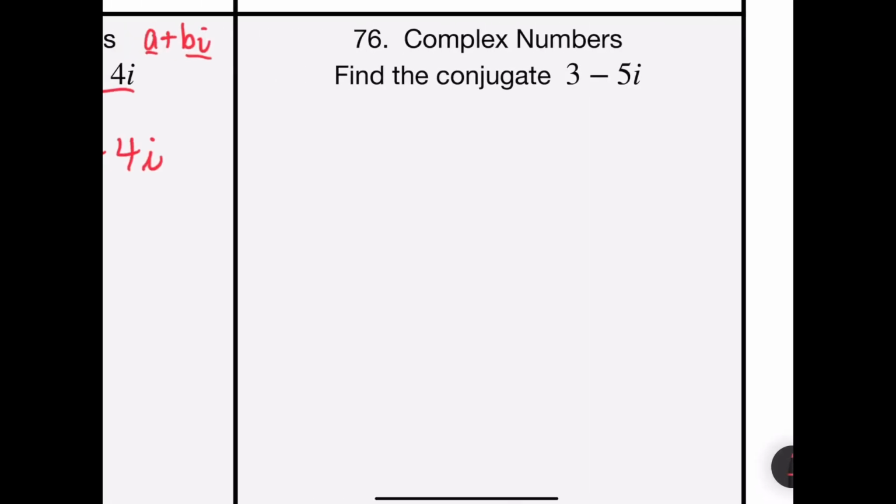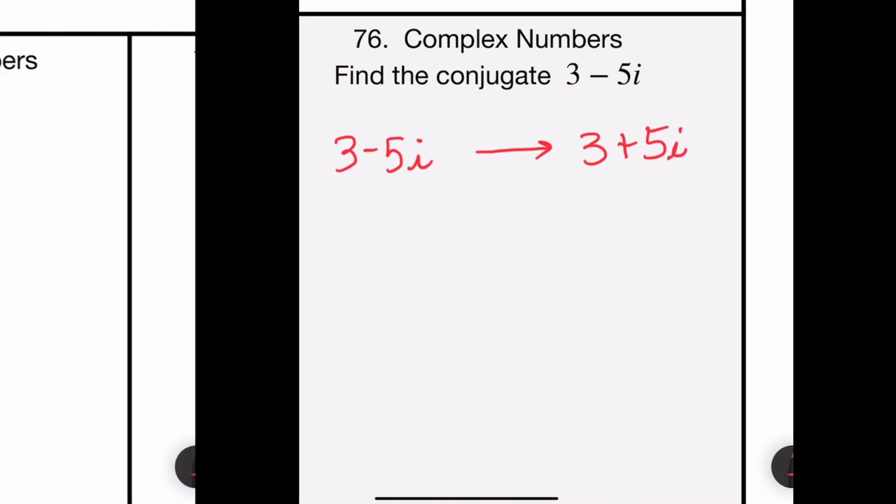Problem number 76 is also complex numbers. It says find the conjugate of 3 minus 5i. So the same type of problem as before. I have 3 minus 5i. The conjugate is its partner in the difference of squares factoring pattern. It's going to be the opposite sign of negative. It would be 3 plus 5i.